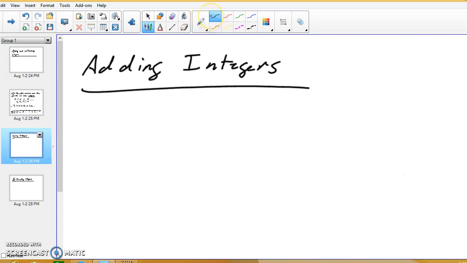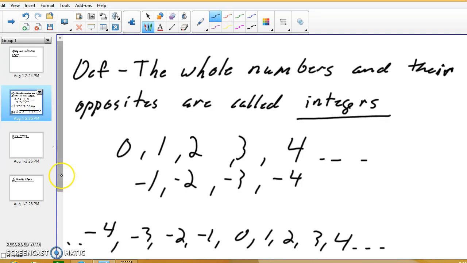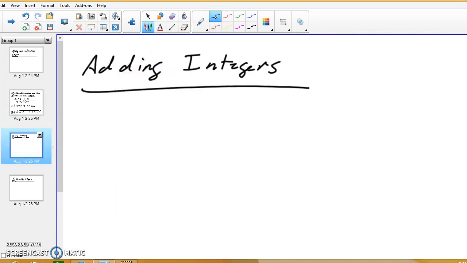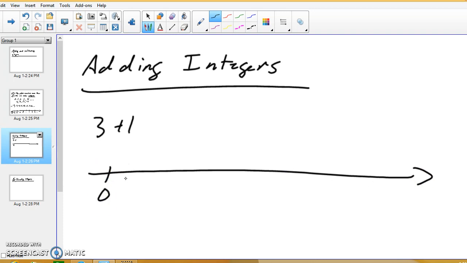So why is adding and subtracting integers different than just adding numbers? Well, it's because of those pesky negative signs that go in front of them. So let's just think of adding in the way that we've always done. Say it's 3 plus 1. Well, if we look at that on a number line, we are at 3, and then you're moving over 1 to 4. So that's why 3 plus 1 equals 4.